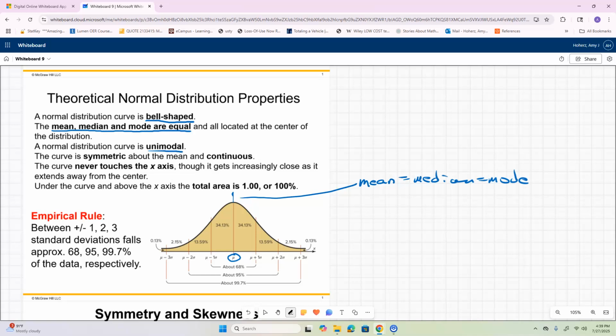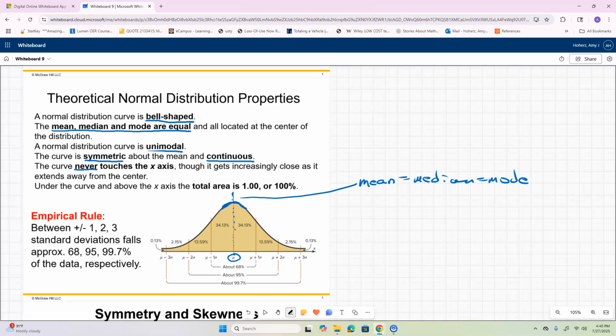It's unimodal, meaning it has that single peak, and there's no other place in the graph that is as high as this peak that's in the center. It is symmetric, meaning that if we could fold it down the middle here along that mean, the left and the right side would fit on top of each other. Or some people like to think of it more as a mirror. The left side is the original, and if we put a mirror up in the middle, then we'd see the right side. And it's also continuous, meaning there's no gaps in the curve.